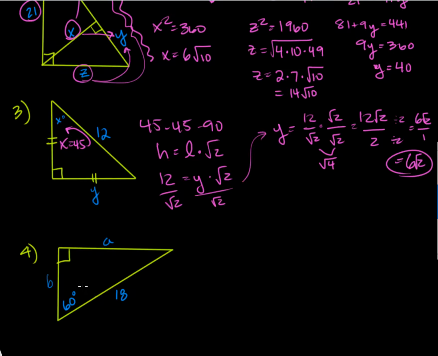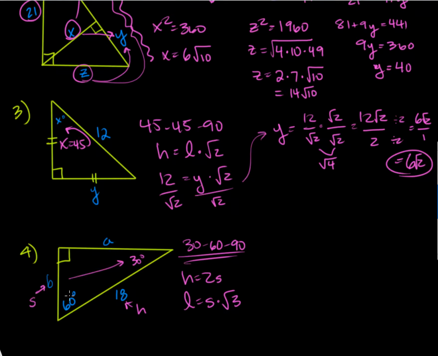In problem 4 down here, what I have is a 30, 60, 90 right triangle. And in the 30, 60, 90s, I need to remember that the hypotenuse is 2 times the shorter of the two legs, and the long leg is the short leg times the square root of 3. So if I start with this one, I know that that is going to play the role of hypotenuse in these formulas. The B, well, it's across from the 30-degree angle, so it's going to be my short leg. And A will be my long leg because it's across from the 60.